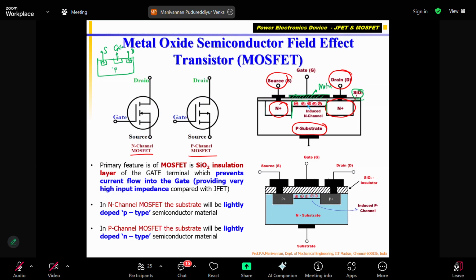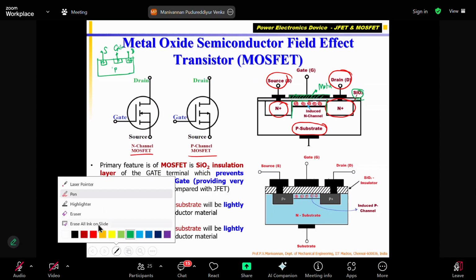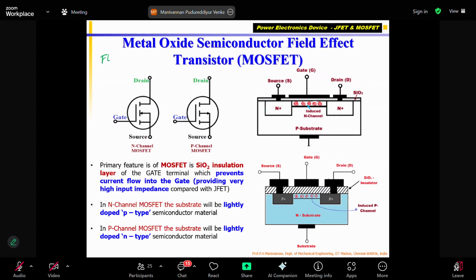We deposit a gate region, supplied with a gate voltage. So this will be P-type material. Before that, I'll just clear this. When we talk about FET itself, again you have N-channel as well as P-channel.